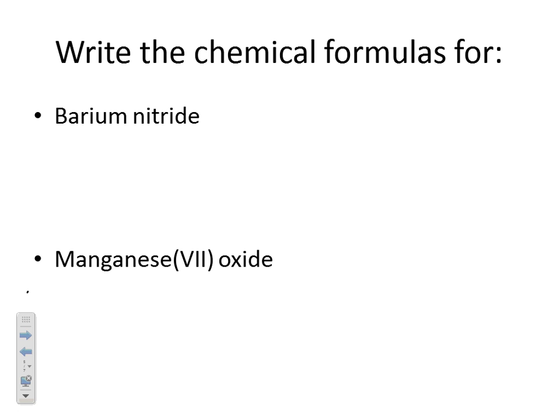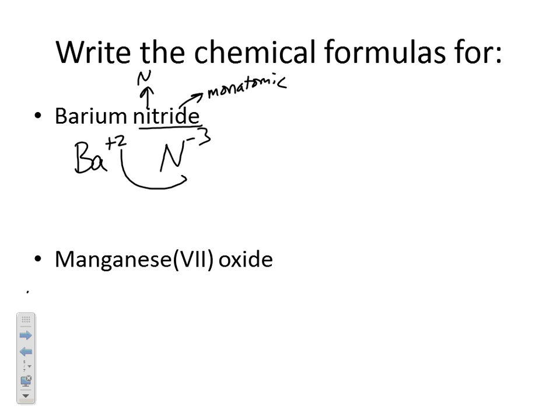So barium, what's that? That's Ba. What's its charge? It's plus 2. Nitride, that "ide" again means monatomic. So I know nitride means nitrogen, so that means N. What's the first charge listed for N? That's minus 3. So I'm going to take the 2, put it there, take the 3, put it there, and the formula would be Ba3N2. So that's the formula for barium nitride, Ba3N2.